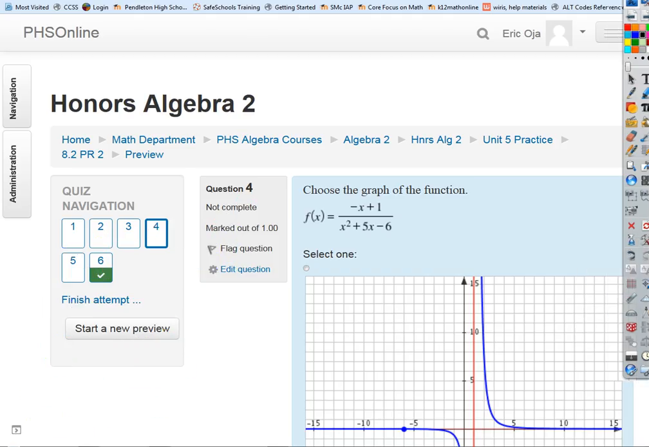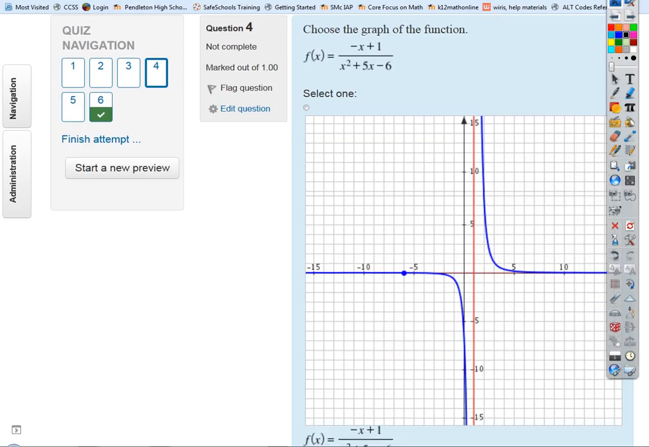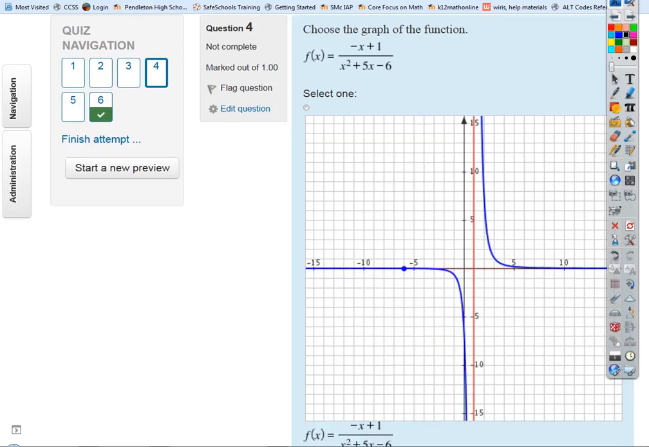Okay, what about one like this? What about something like that? Horizontal asymptote. If the degree of the bottom polynomial is larger than the degree of the top, what's the horizontal asymptote going to be? Y equals what? What's it going to be? 1. Not 1.